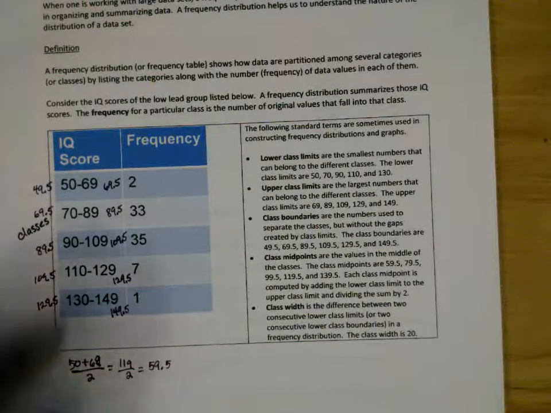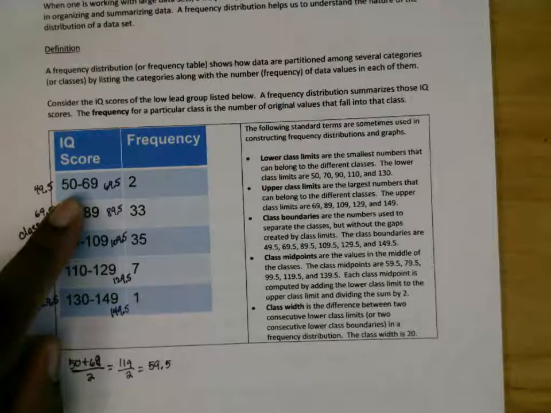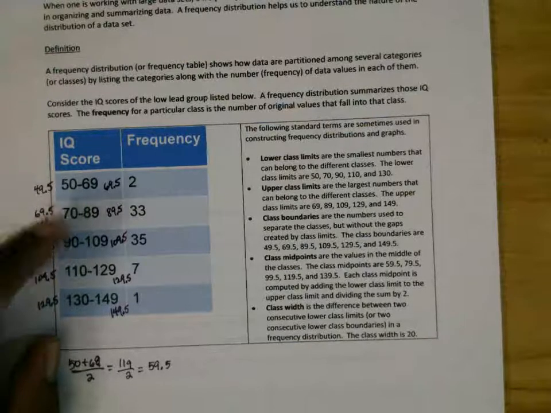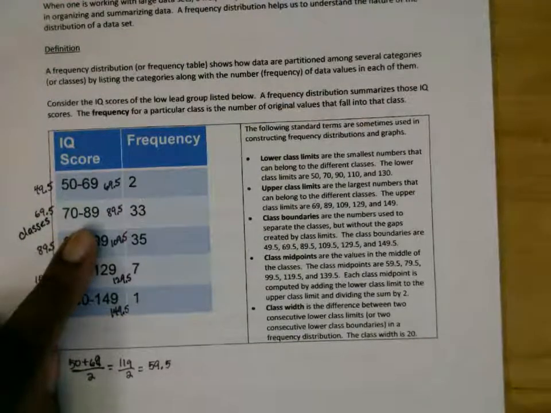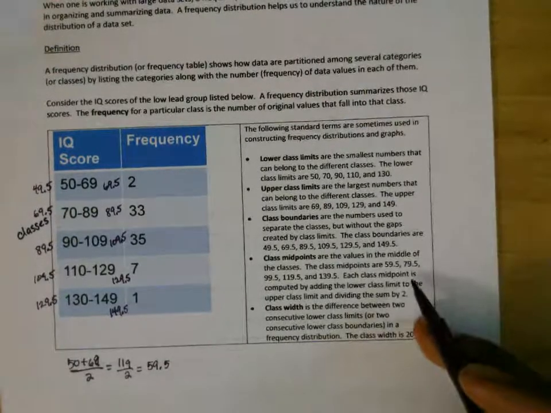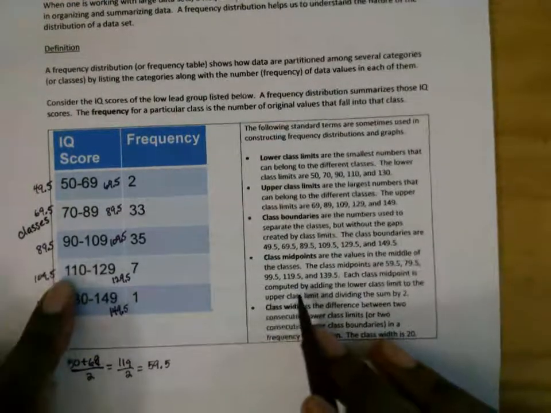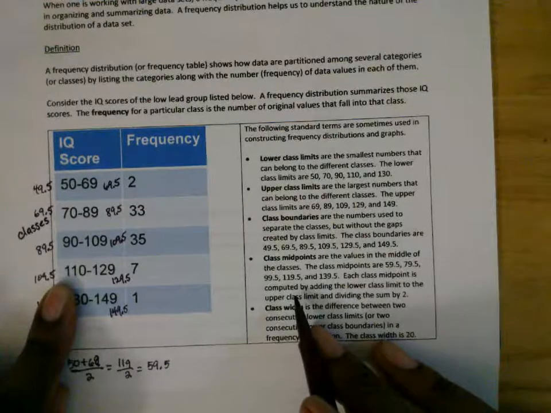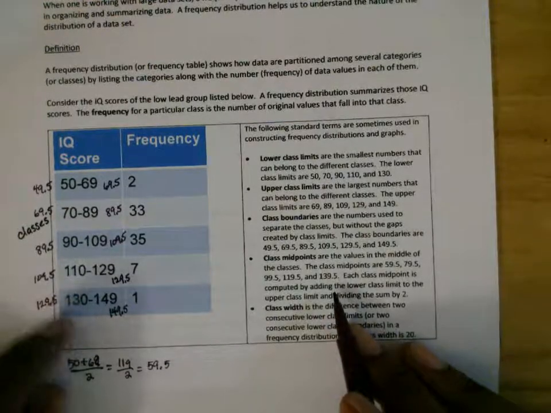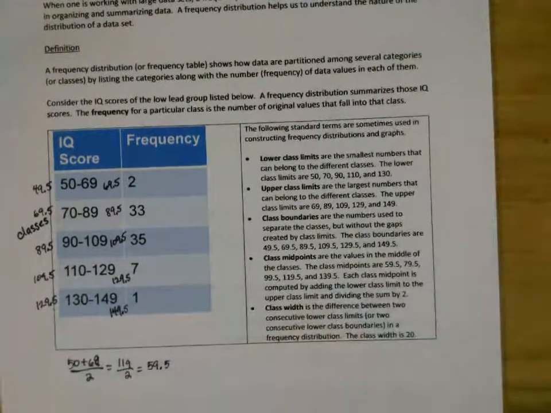So the class midpoint for this first class would be 59.5. Now, for 70 to 89, we do 70 plus 89, divide that by 2, you'll get 79.5. And then you'll do the same here. You'll get 99.5 for this third class, 119.5 for the fourth class, and then for this final class here, that class midpoint will be 139.5.